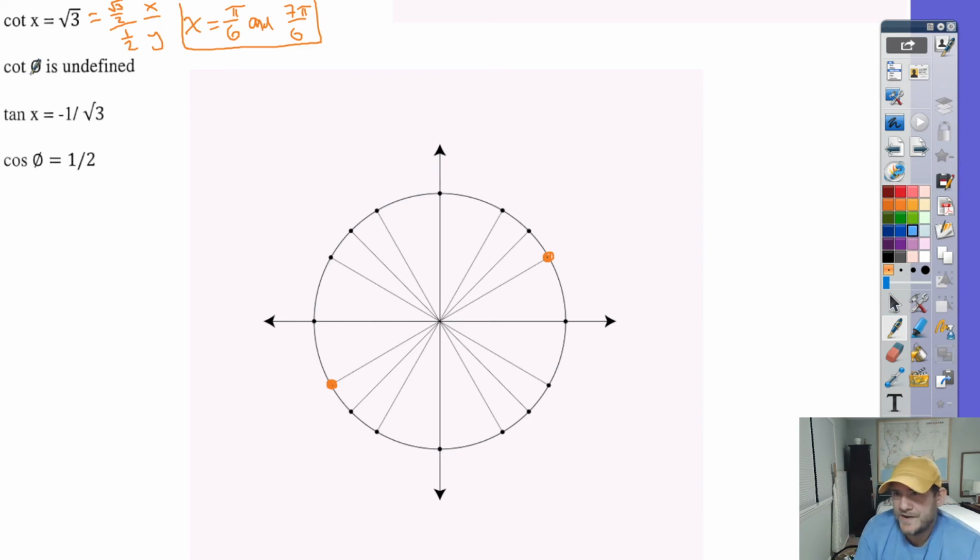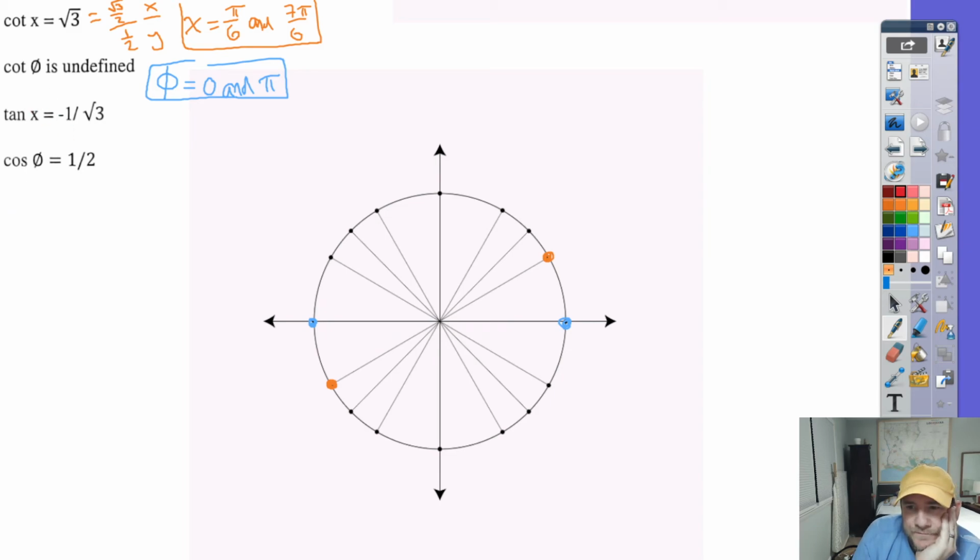All right, cotangent is negative. Cotangent is undefined when the denominator is 0. So y equals 0. Y is 0 here and here. That's 0 and pi.